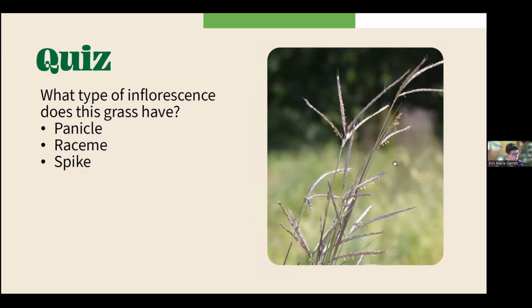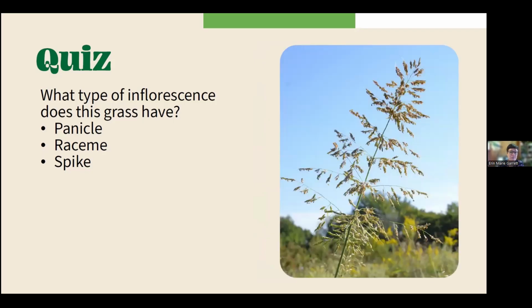Okay, again, most of you are getting it. This one is big bluestem, and we would call this one a raceme. So again, finger-like collections of spikelets attached with little stalks. It's hard to point those out on this photo. Again, we do our best with the pictures rather than in person. So we call this one a raceme.